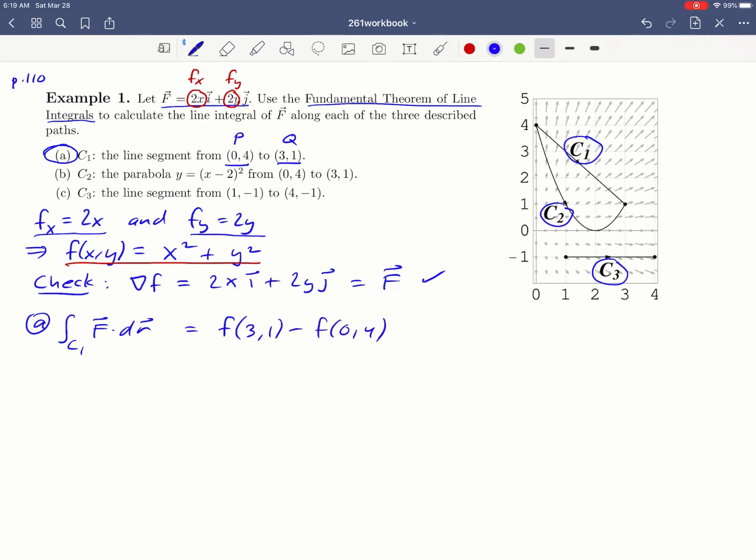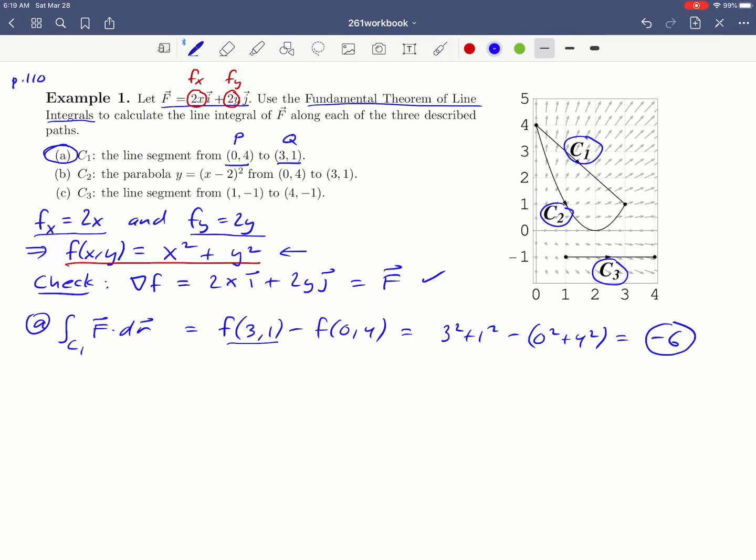We have a formula for f sitting right up here, so we're just going to substitute those numbers in. So f of (3, 1), we're going to take 3 for x and 1 for y. That's going to give us 3 squared plus 1 squared. And then we're going to plug in 0 and 4. That's going to give us 0 squared plus 4 squared. You can double check my arithmetic and confirm that that gives us -6 for the value of the integral. We were able to do that integral without doing any parameterization at all.